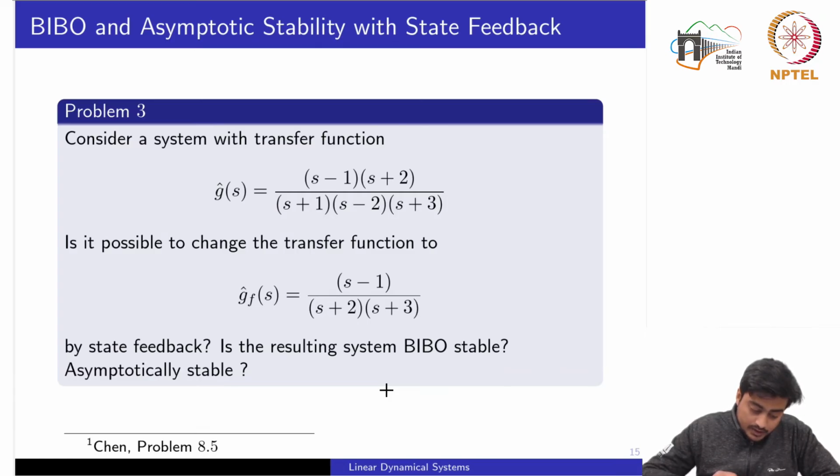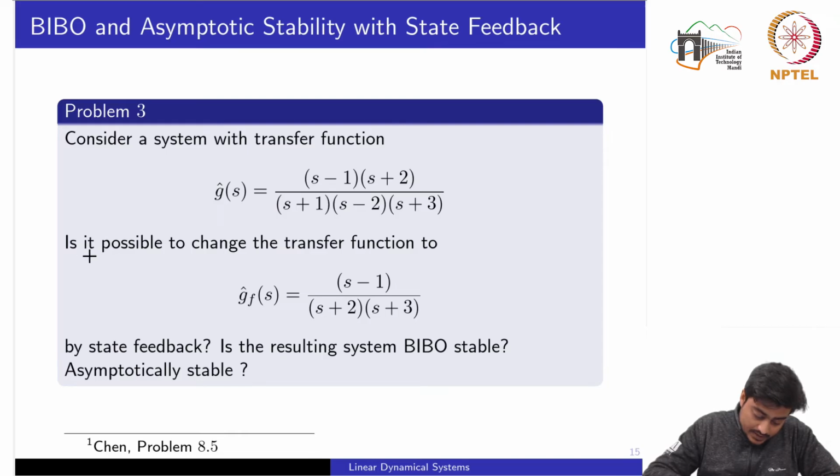In problem 3, consider a system with the given transfer function. Here we have taken a single input, single output system where the zero at 1 makes it a non-minimum phase system, because the zero is located on the right hand side. At the same time it is also an unstable system, because one eigenvalue or one pole of this transfer function is also located on the right hand side.